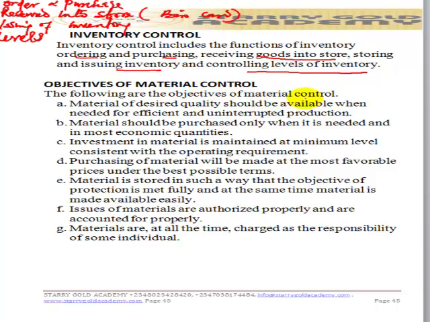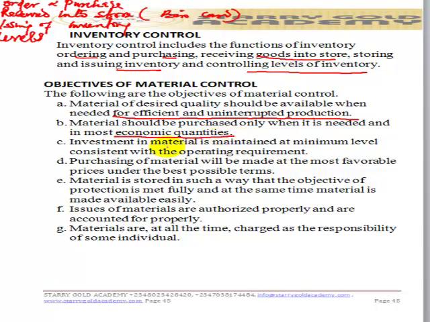The following are objectives of material control. Why do we have to control our material? Materials of desired quality should be available when needed for efficient and uninterrupted production. So this can be taken as the keyword: efficient and uninterrupted production. Materials should be purchased only when needed and in the most economic quantities.